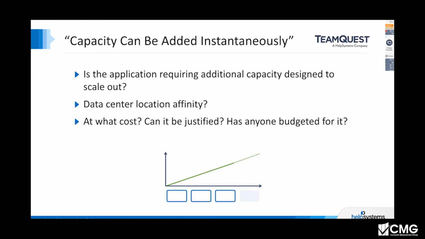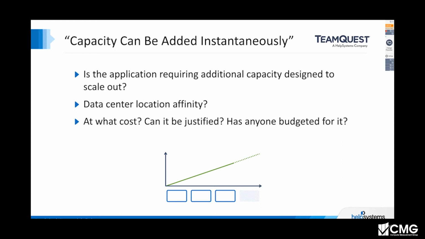Another one is cost. So yes, it can probably be provisioned, but can it be cost justified? Have you budgeted for it? Have you predicted this growth? Is there a budget in place for this? Because capacity may be infinite, but the cost is also infinite. So if you just scale up or scale out in accordance with demand, you better make sure that you have a prediction that allows you to plan for this and budget for this. So capacity can be added instantaneously, but it needs to be understood before you do it.